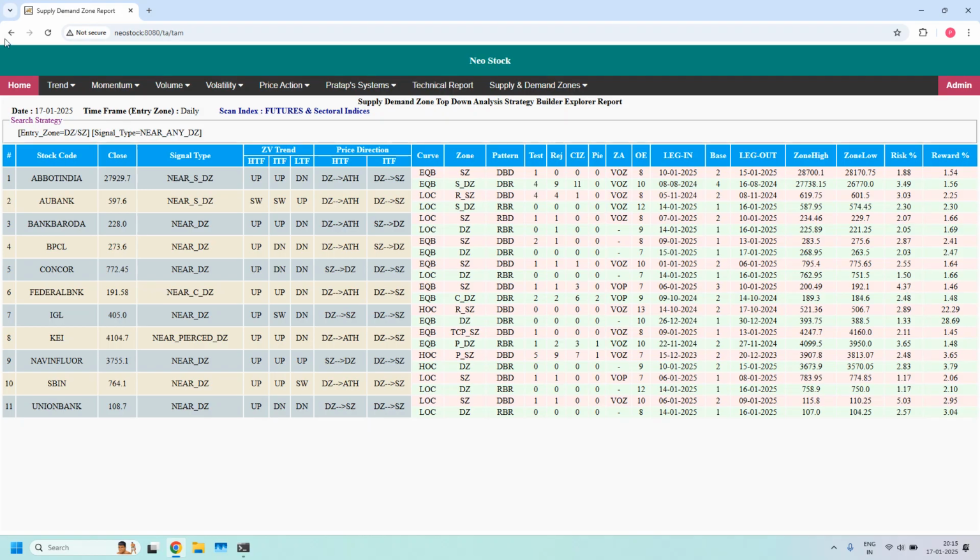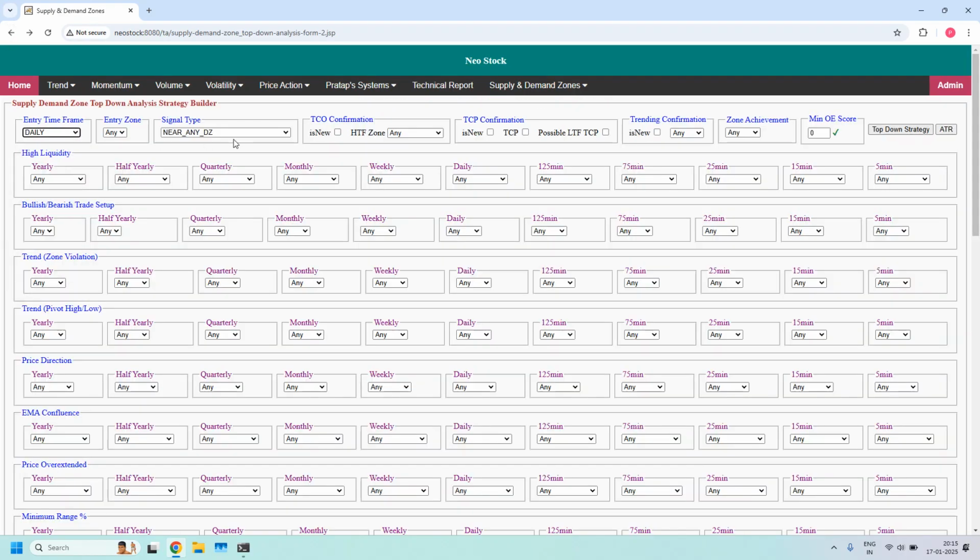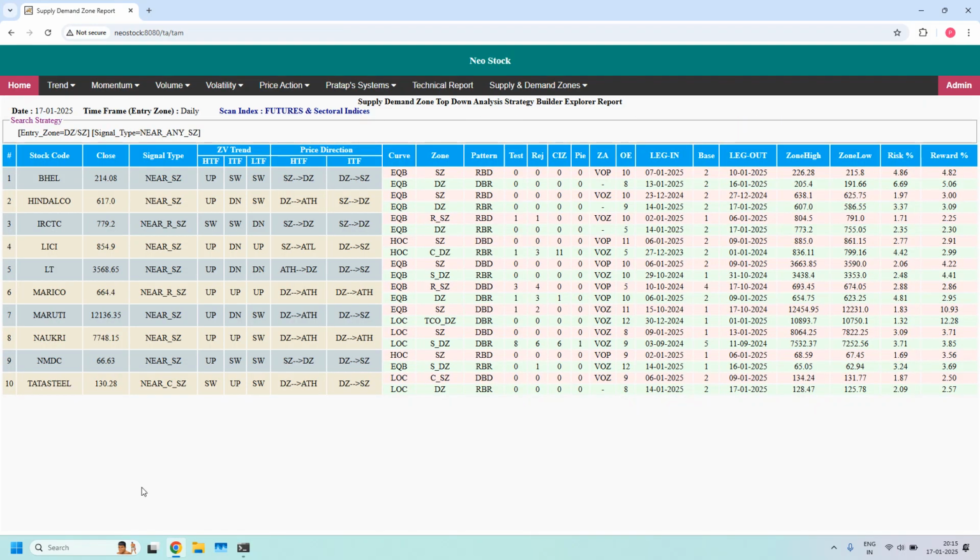Okay. Next, for daily time frame, let us find the stocks near daily supply zone. We got 10 stocks. Let us identify high liquidity daily supply zones from this list. IRCTC is having a daily high liquidity supply zone. Marico is having a high liquidity daily supply zone. And Tata Steel is having a daily high liquidity supply zone. So we identified 3 daily high liquidity supply zones from this list.